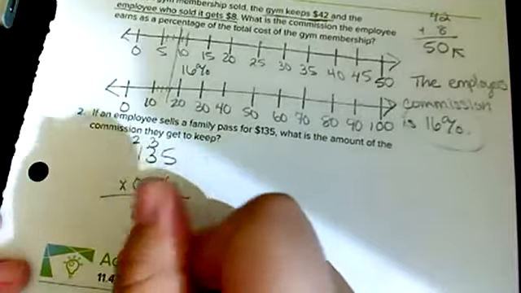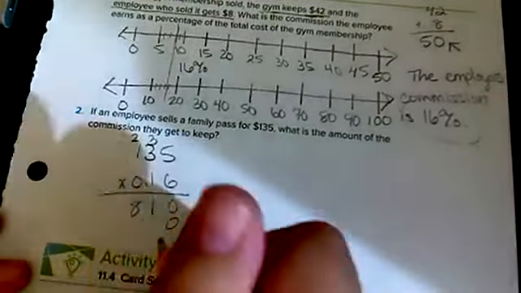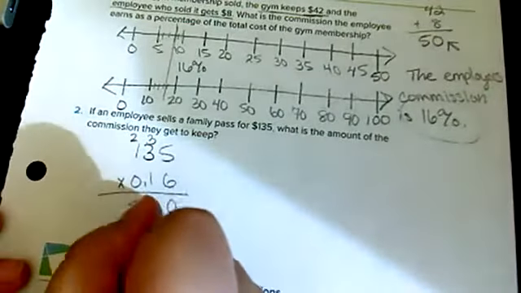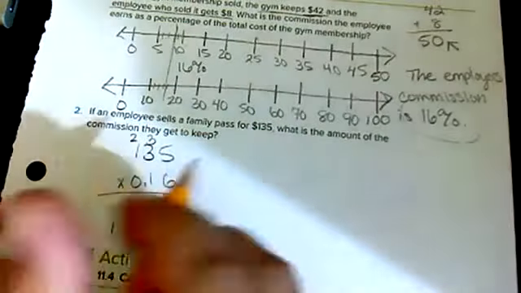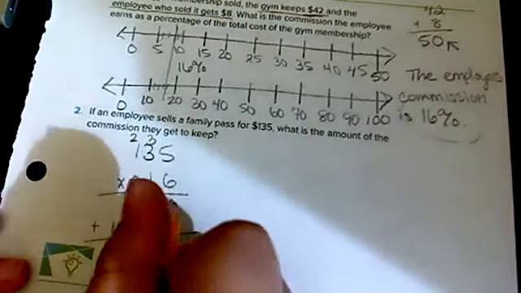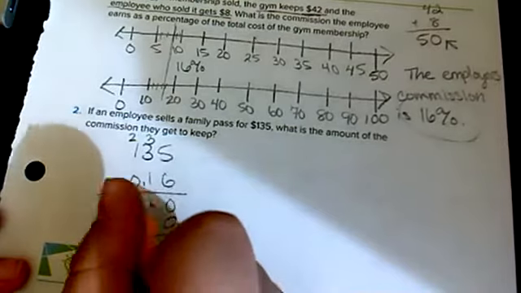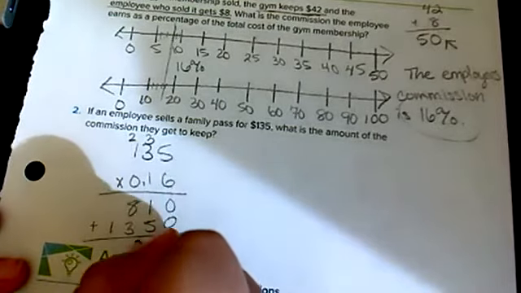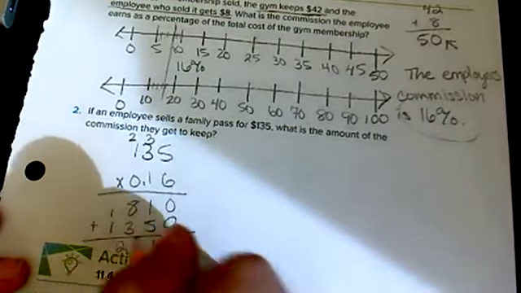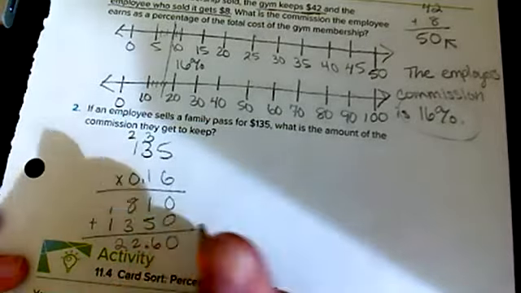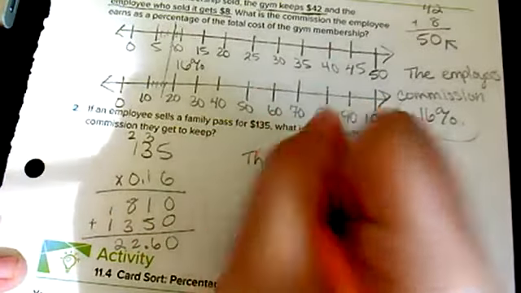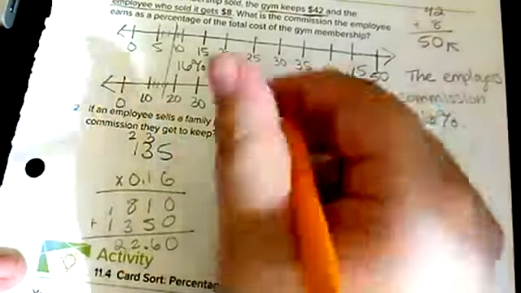Now we're going to have to put a placeholder. 1 times 5 is 5. 1 times 3 is 3. And 1 times 1 is 1. Add that up. 0 and 0 is 0. 6, 12, 1, 2. We have 2 decimal points. The employee's commission would be $22.60.